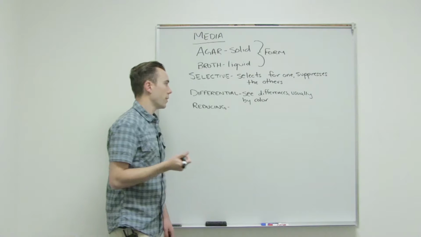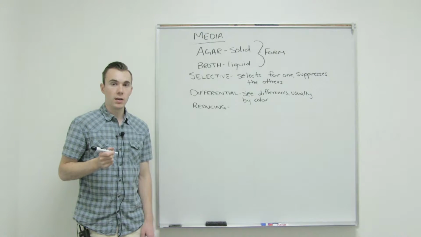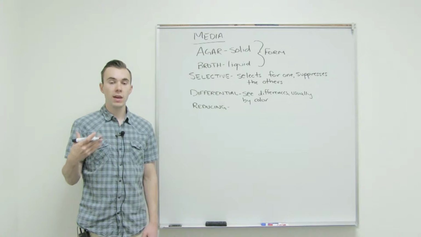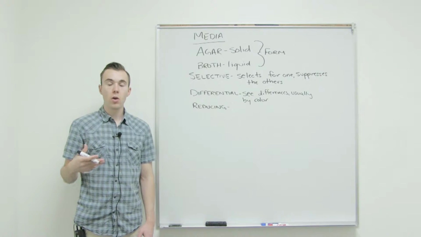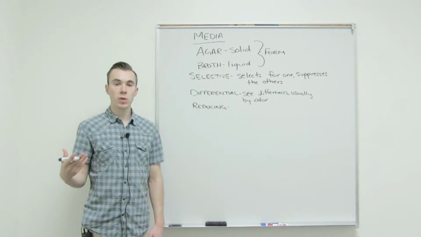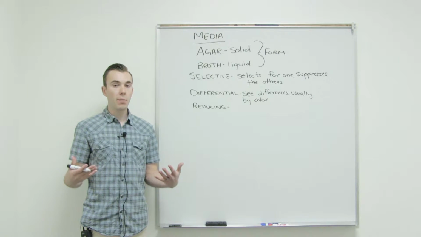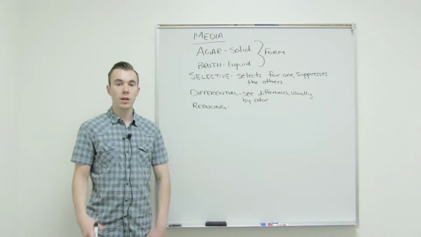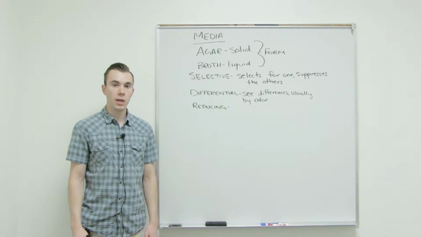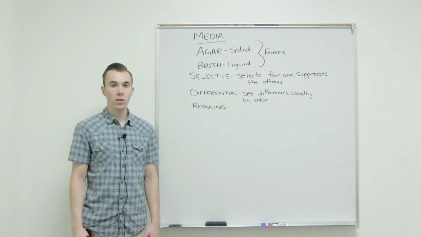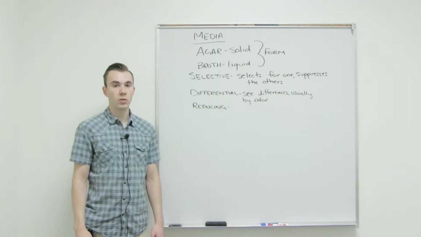As a reminder, in differential media, when you have these differences seen, a lot of times it is taking advantage of a metabolic process, or in other words, some microbes can break down something while others cannot. The product or the byproduct of them breaking down something usually leads to a change in the pH, and the change in the pH causes an indicator to change a color, and that's usually what is happening with differential media.